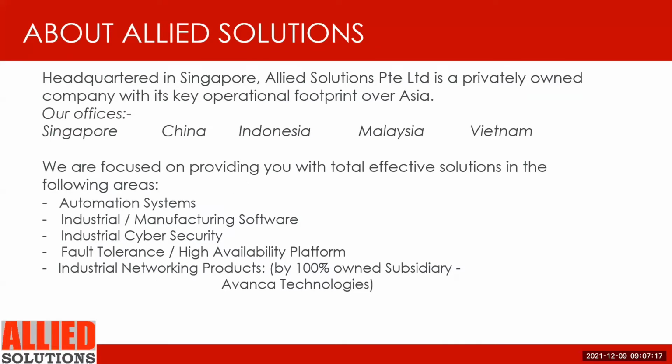A brief introduction of Allied Solutions. Allied Solutions is a Singapore-based company, headquartered in Singapore, and we have offices in Singapore, China, Indonesia, Malaysia, and Vietnam. We are focused on providing automation systems, industrial and manufacturing software, industrial cybersecurity, and fault tolerance and high availability platforms to run our software. We also have a 100% owned subsidiary, Avanca, that does all the industrial networking products.